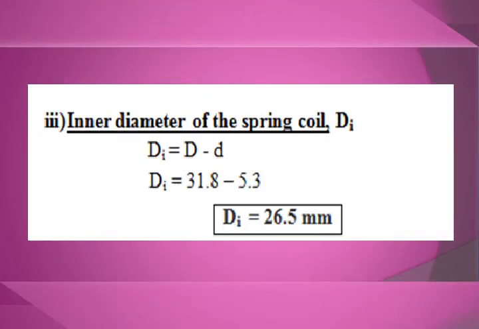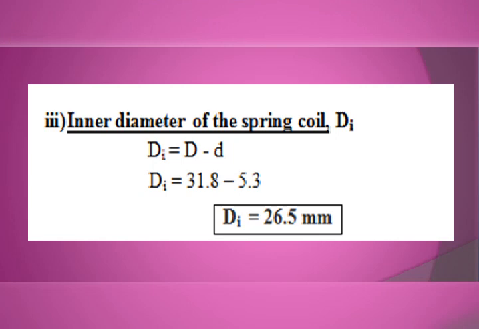After obtaining the mean diameter of the coil, now we'll evaluate the inner diameter of the spring coil, Di. Di is equal to capital D minus small d. Capital D and small d are the mean coil diameter and wire diameter respectively. So Di is equal to 31.8 minus 5.3. So we are getting the inner diameter of the spring coil, Di, equal to 26.5 mm. This is the required value of the inner diameter of the spring coil.